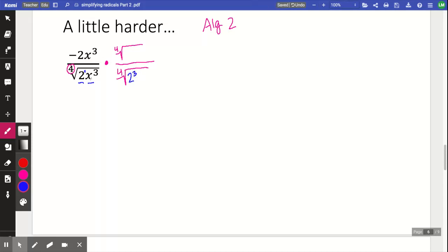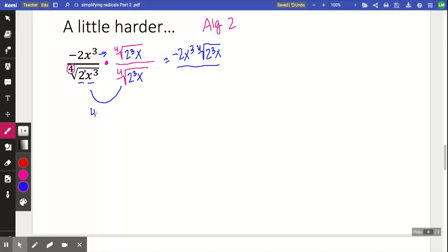And I have 3 x's. I'm looking for 4 of a kind, so I need 1 more x. And let's do the same thing on top: 2 to the third times x. For multiplication, we just multiply across the top and the bottom. We have outside of the radical, negative 2x to the third, and inside the radical, 2 to the third times x.